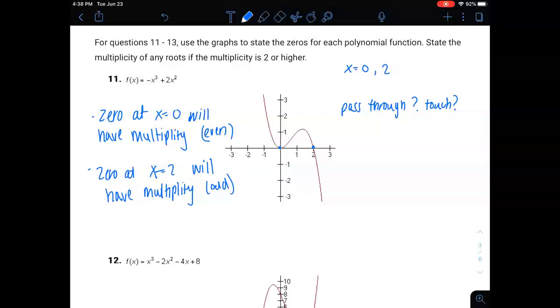And the question then becomes, how do I know how many I have? That's going to come right here. This is x cubed. So that means I can have a total of 3 zeros. All right, I can have a total of 3 zeros.